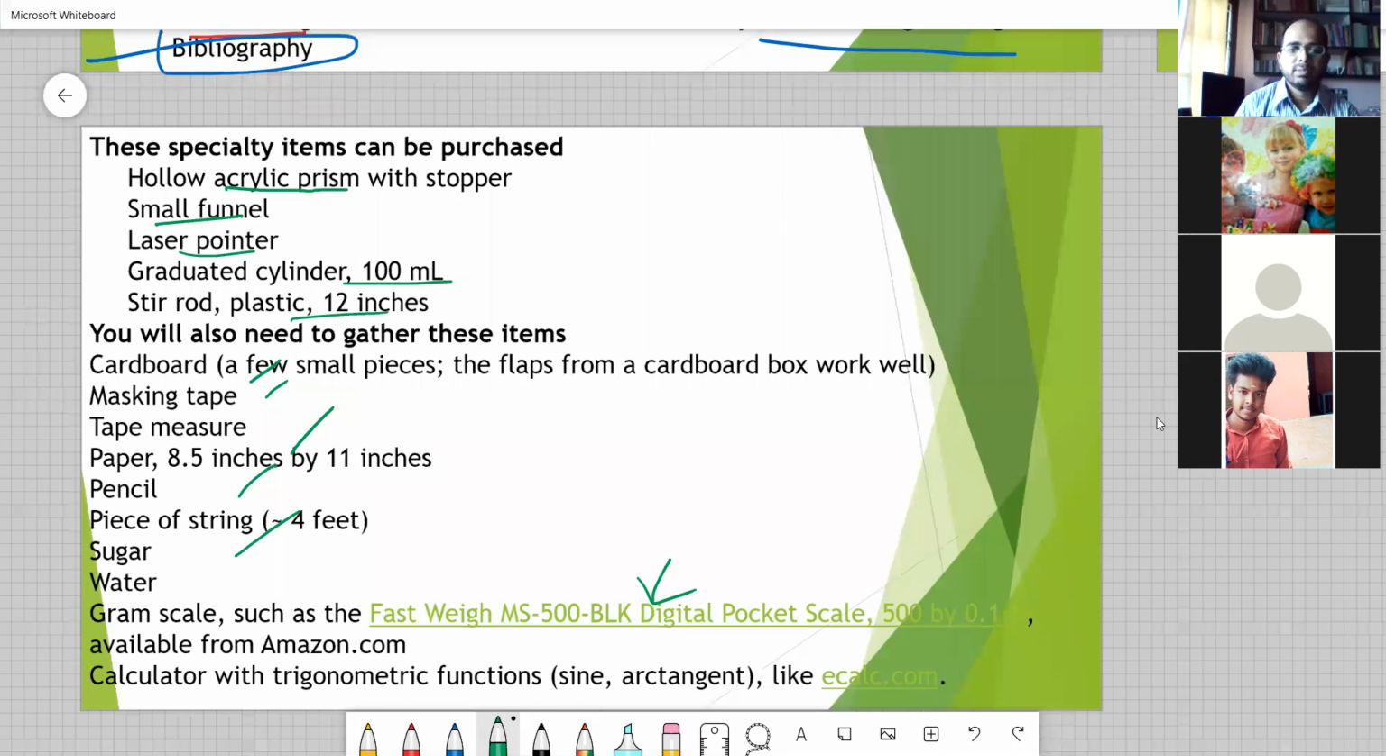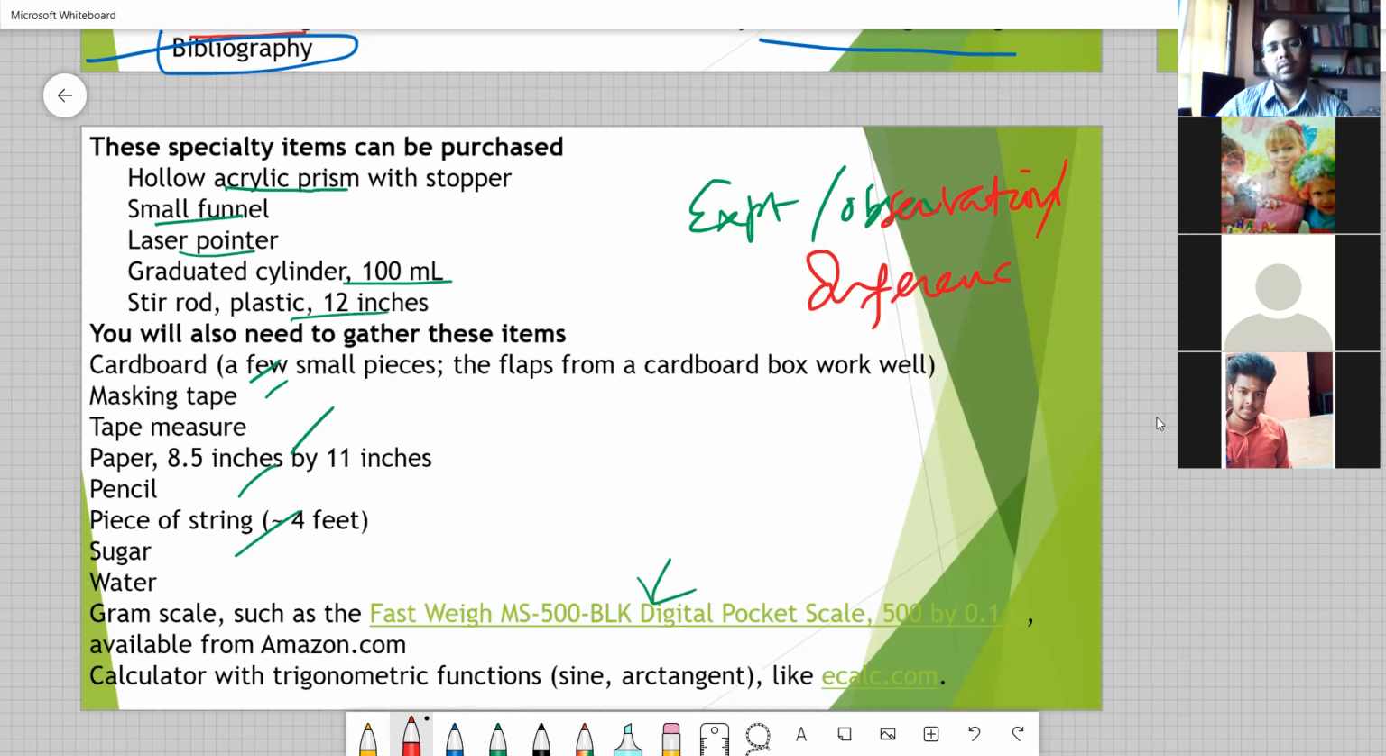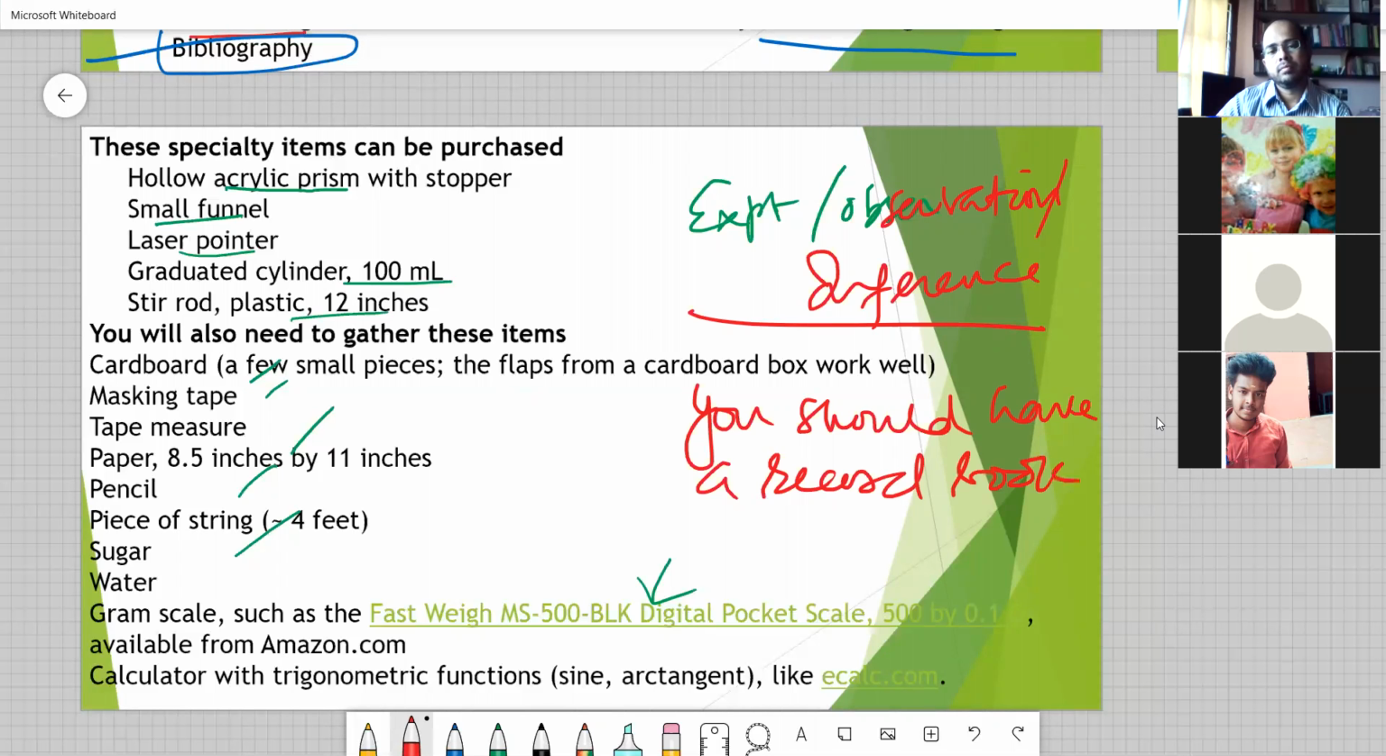So I think I was able to take up one small experiment, one small example, to try to tell you. Remember, there is experiment, observation, inference, right? You should have a notebook so that you can come to the inference.